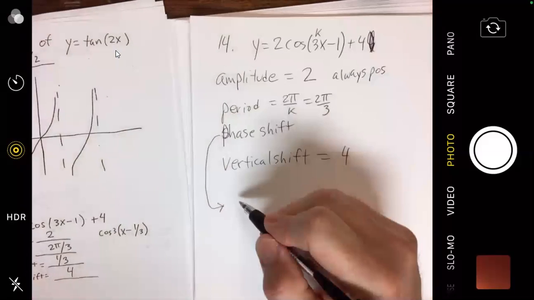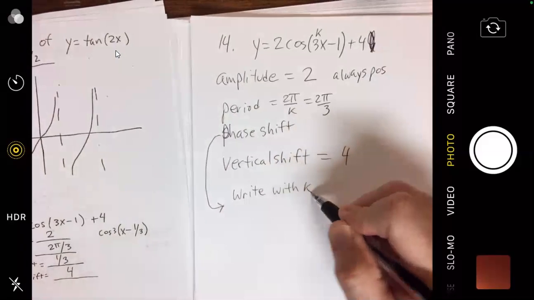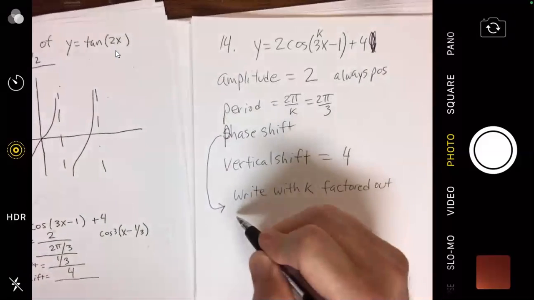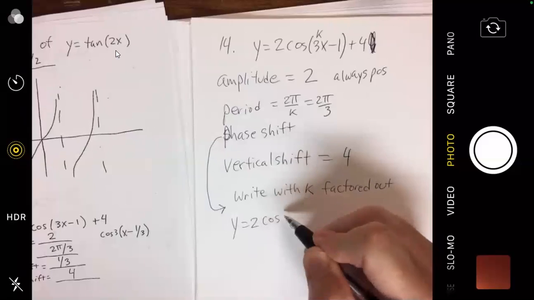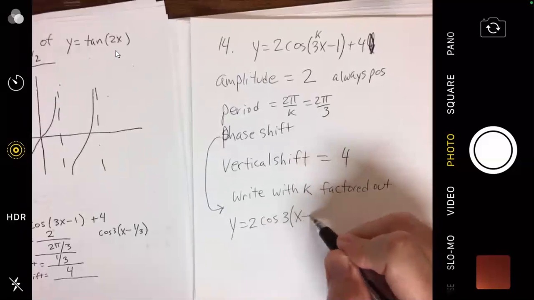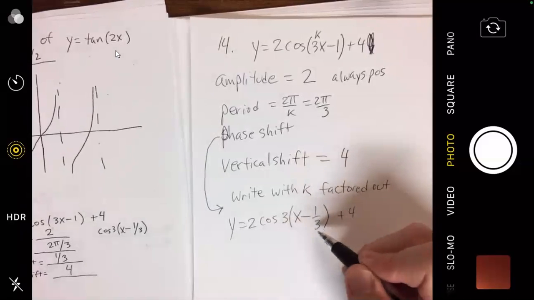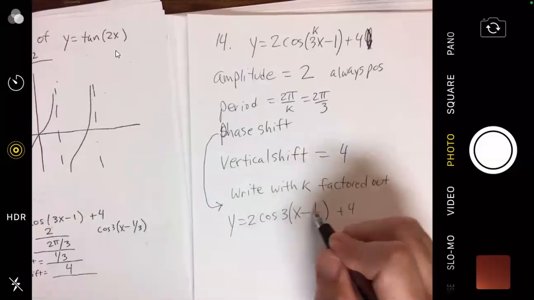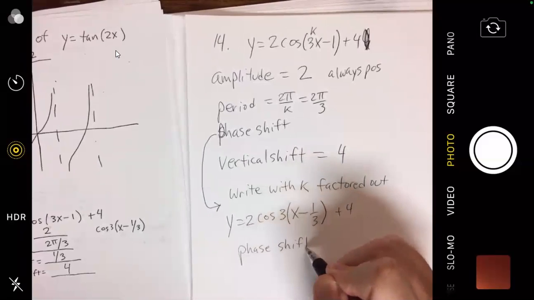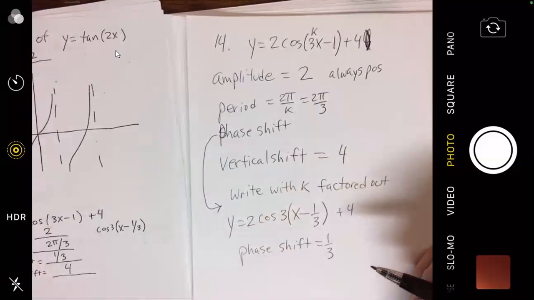Phase shift. You want to write it with k factored out. 2 cosine, factor out the 3, and you're left with x minus 1/3. 3x and then minus 1. Your phase shift is going to be 1/3. Again, it's negative in the formula, but it's a positive number out there.